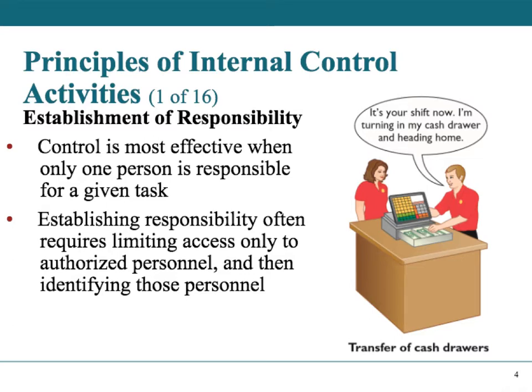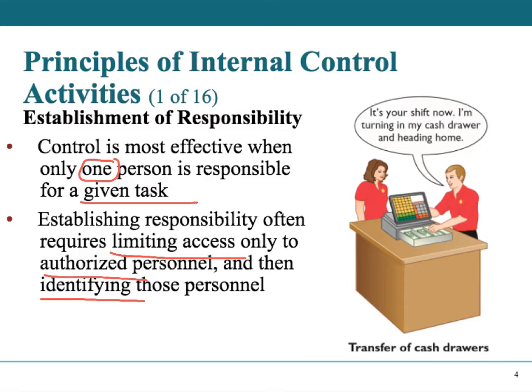So we're starting with the very first one that is called establishment of responsibility. So what does it mean? It stands for that controls are most effective when you have only one person responsible for a given task. So again, one person and one given task. That means you might have to limit access only to authorized personnel, and then you should be the one who knows who that personnel is.